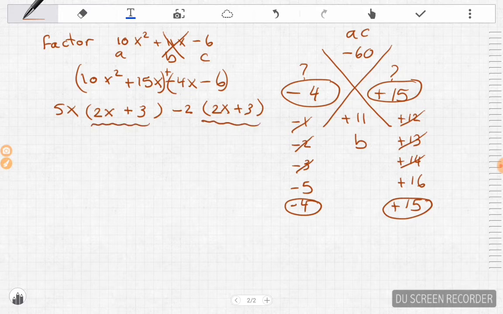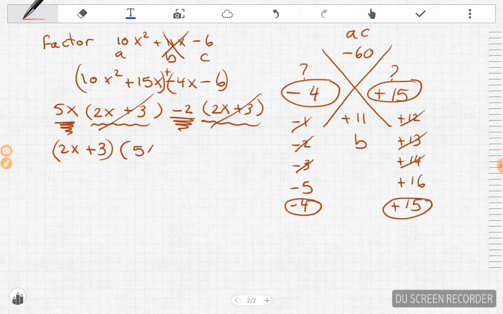My goal is to come up with the same expression so I can use it as a greatest common factor. So I'm going to use the 2x plus 3 as a greatest common factor. And what's left here? The 5x minus 2. And that's exactly how you factor this beautiful trinomial.